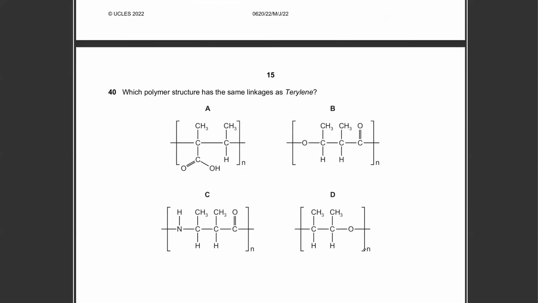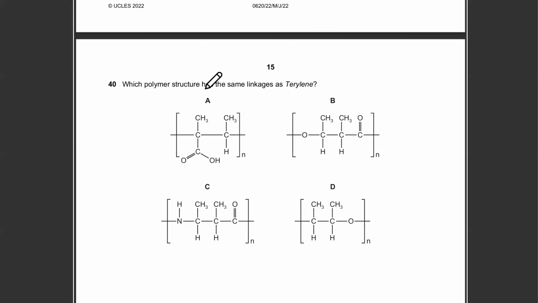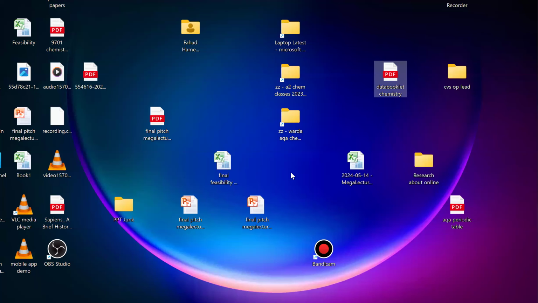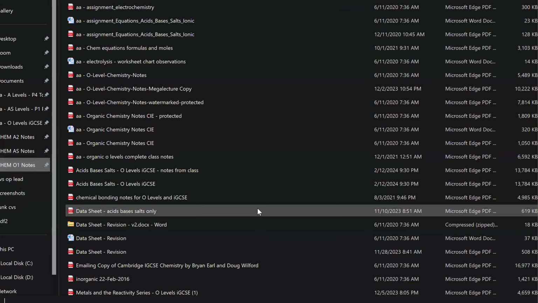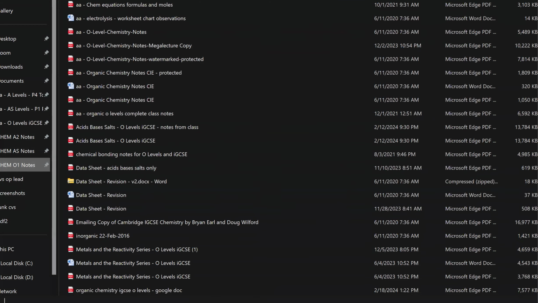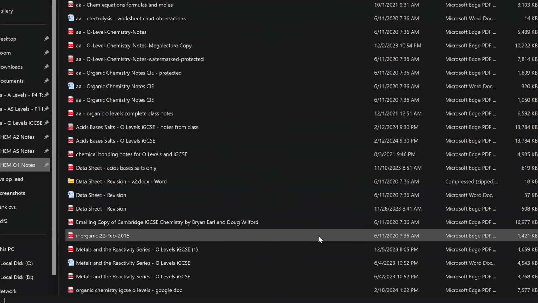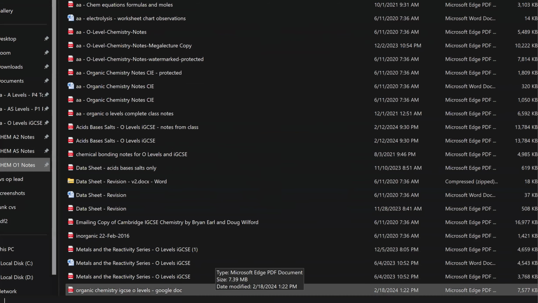And the last one, polymer, which is terylene? Which one has the same linkages as terylene? What type of polymer is terylene? It's a condensation polymer. Where are the O level notes? These ones?